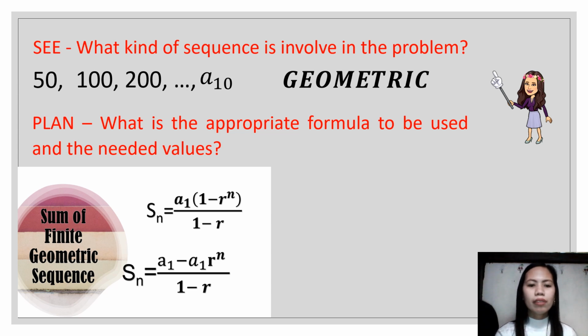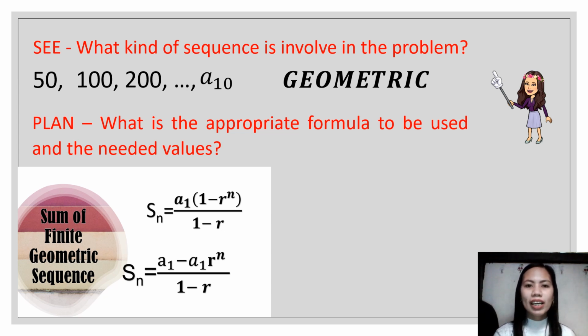So, meron tayong unang formula, S sub n equals a sub 1 times the quantity of 1 minus r raised to n all over 1 minus r. Yung isang formula naman ay S sub n equals a sub 1 minus a sub 1 r raised to n all over 1 minus r. You can use any of the two formulas. Okay, meron na tayong formula para sa sum ng geometric sequence.